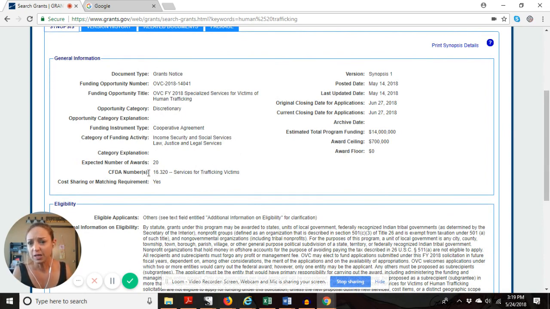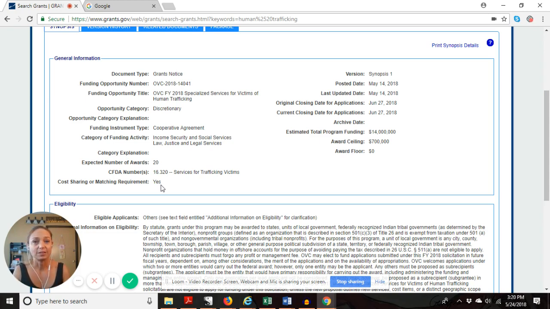So the CFDA number is always just, you need to have that, and that's going to be repeated throughout the whole thing. But anyway, so that's just there. The cost sharing or matching requirement. Now, this, of course, is important because as a federal grant, a lot of federal grants do require matching or cost sharing amounts.